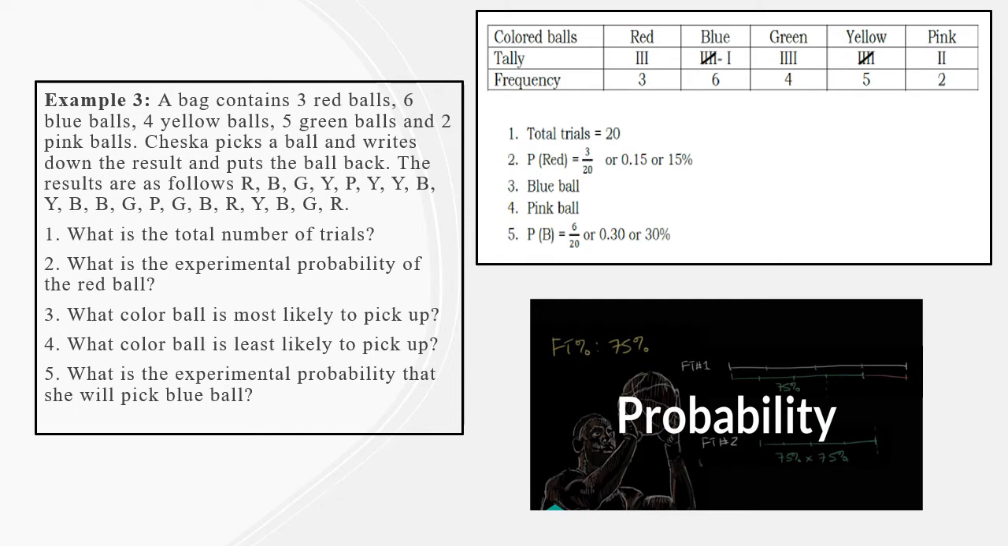So for number 1, what is the total number of trials? We have 20 total trials. And for number 2, what is the experimental probability of the red ball? We have 15%. And what color ball is most likely to be picked? For number 3, we have the blue ball. And what color ball is least likely to be picked? We have the pink ball. And what is the experimental probability that she will pick a blue ball? We have 30% only.